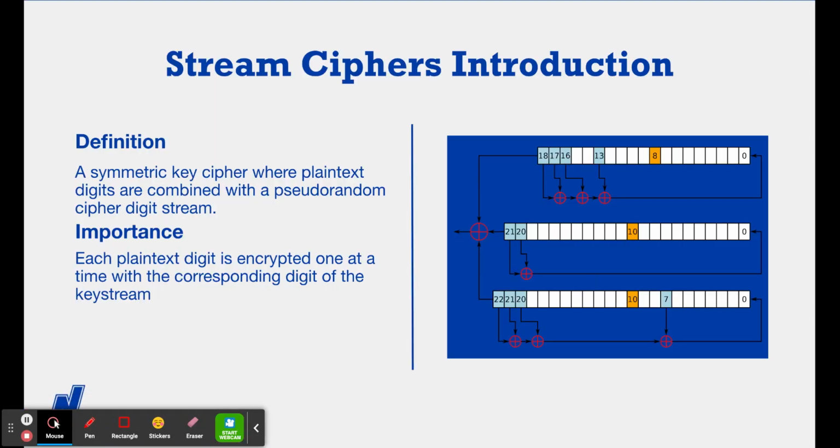Moving on to stream ciphers, these are symmetric key ciphers where plaintext digits are combined with a pseudo-random cipher digit stream. In essence, each plain digit is encrypted one at a time with a corresponding digit of a key stream.